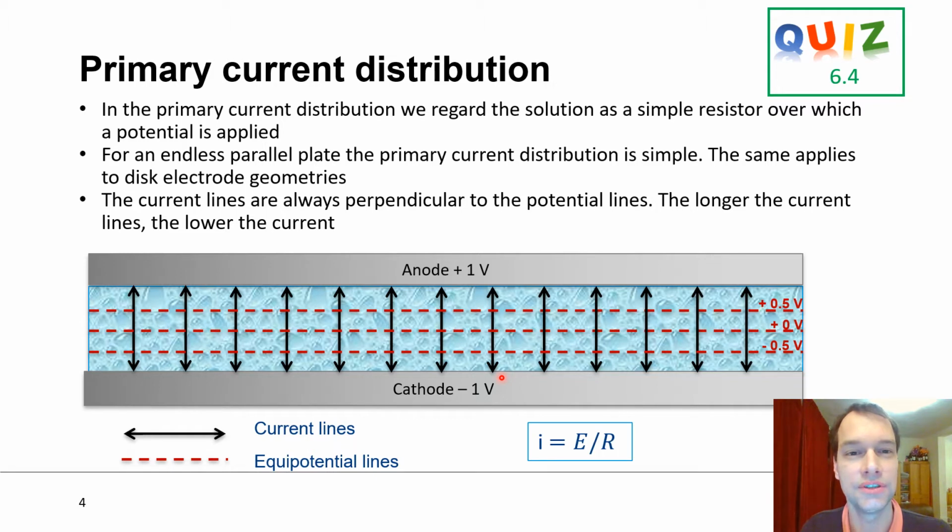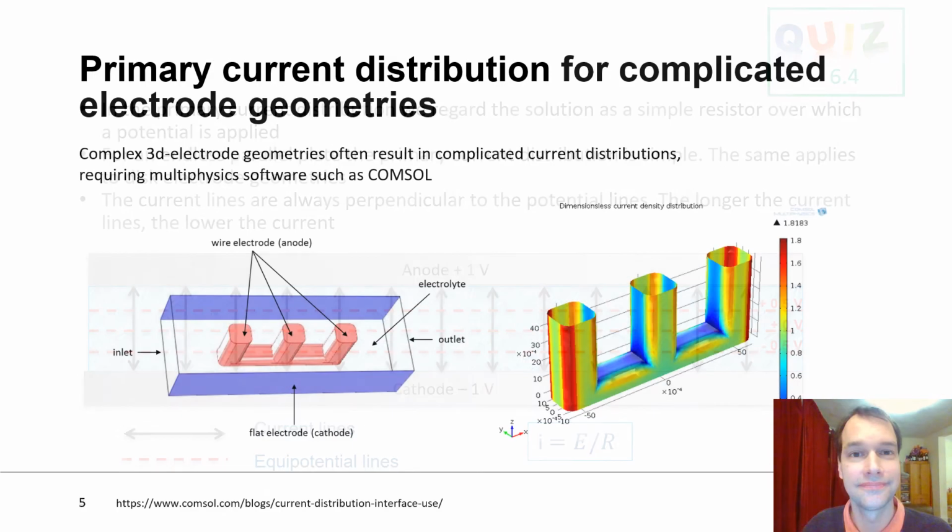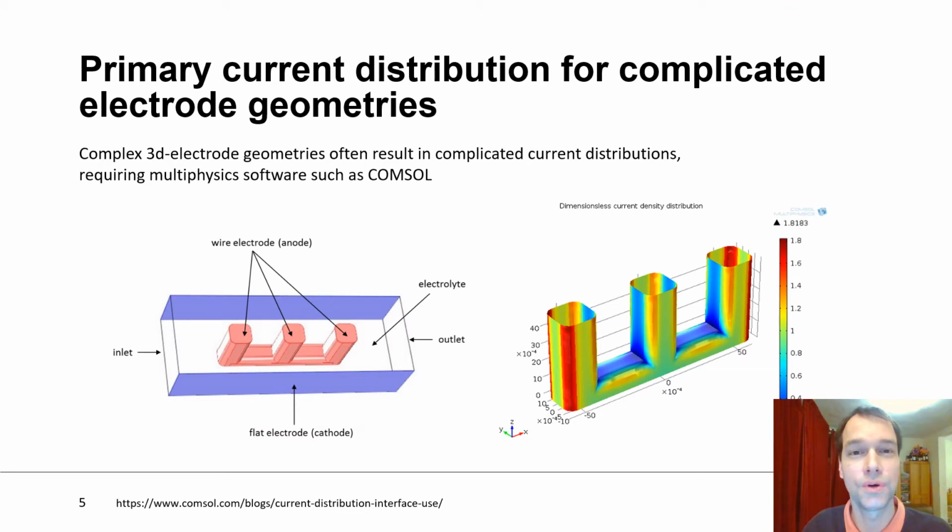Now, the current distribution for such an endless parallel plate cell is easy, and it's also relatively easy to describe for disk electrode geometry. But it can quickly become more complex, and for that it's very good if you practice using quiz question 6.4. That it can become much more complex, I would like to show with this example. Here you see an anode, the red part, and a cathode, the two blue parts.